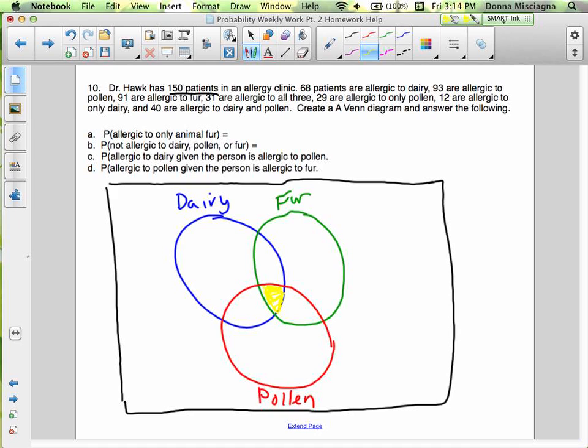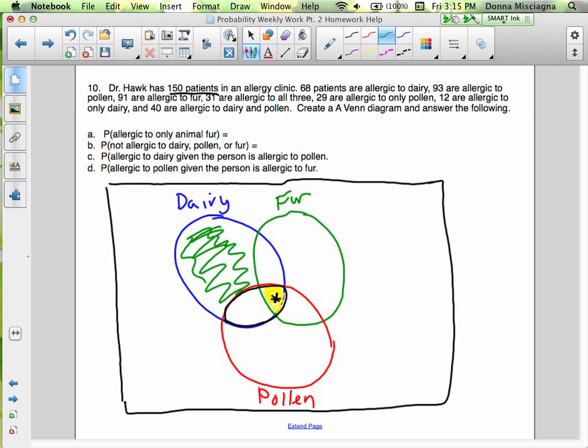So that has all three. For instance, this part here, that's the dairy and pollen group. Don't forget these people here, they count in the dairy and pollen group, right? And they count in the dairy group unless it says dairy only, right? If it says dairy only or fur only or pollen only, then they're referring to this part here.